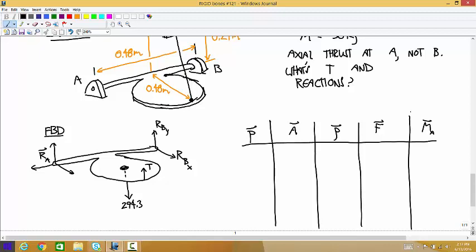The about point you always get to choose. So I'm going to put it at A because we have a whole bunch of unknown forces there, and then they don't show up in the moment equation. You know what I mean? But you'd get the same answers no matter where you put the about point. And I'm going to put the origin here at A.